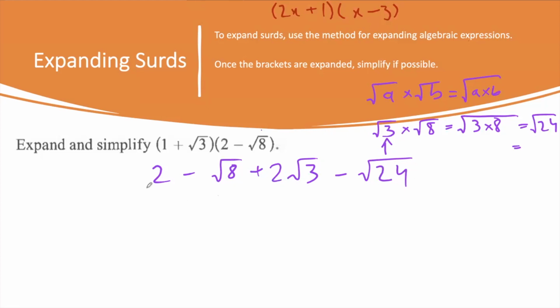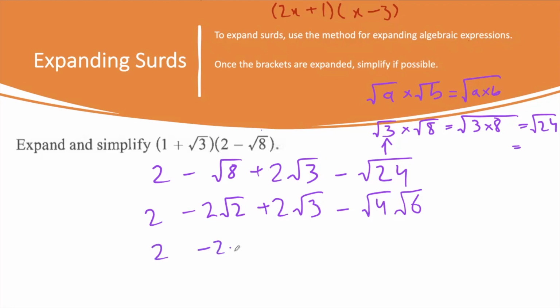We're going to simplify that here. So 2 minus, and then root 8 is 2 root 2. We've seen this enough times, so we should be able to find root 8 directly. Root 8 is root 4 times root 2, so root 4 is 2. Then we have a 2 root 3 and root 24. Root 24 is root 4 times root 6. So 4 is the largest perfect square number that goes into 24, so we have 2 root 6.